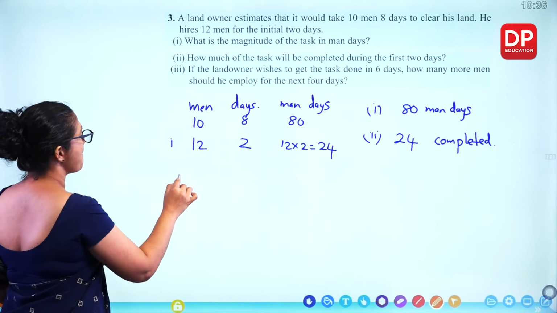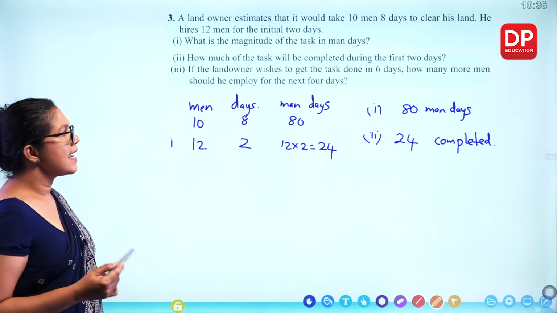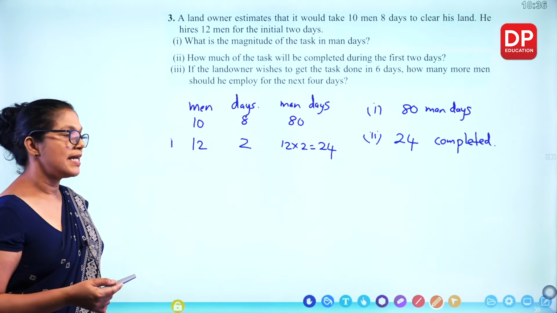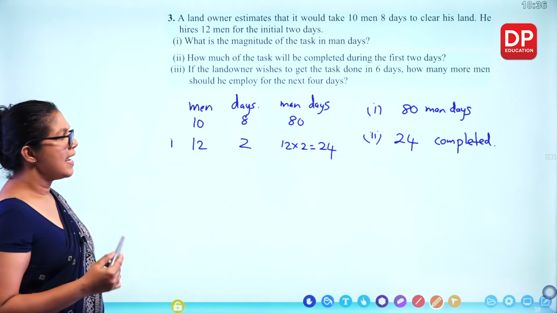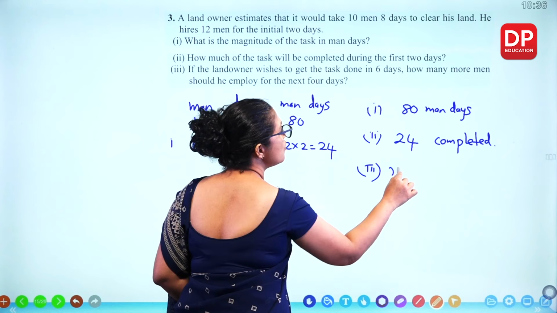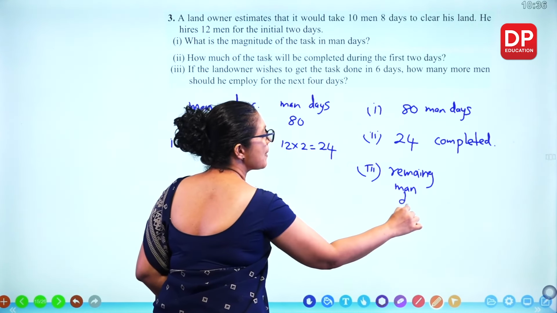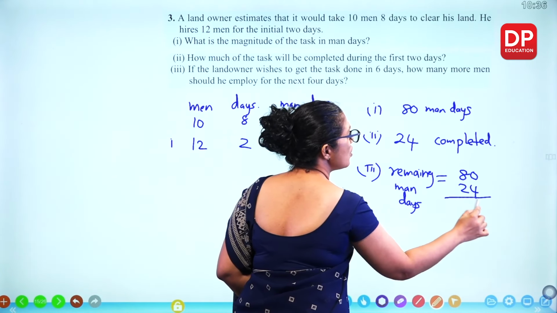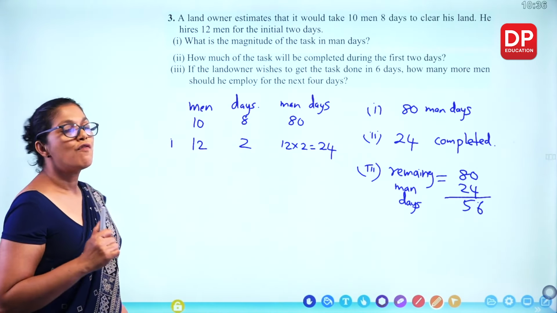Third part, if the landowner wishes to get the task done in 6 days, how many more men should he employ for the next 4 days? Now already done 24 out of 80. So what is the remaining part? So for part 3, you need remaining man days. So here altogether 80, subtract 24, you get 56 man days are there for 4 days.